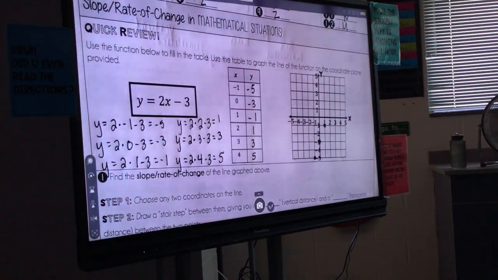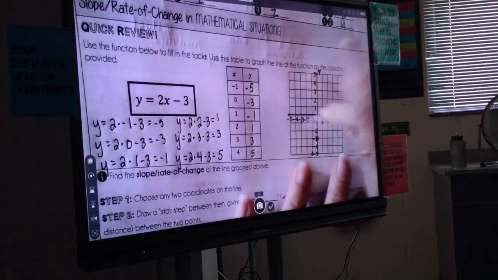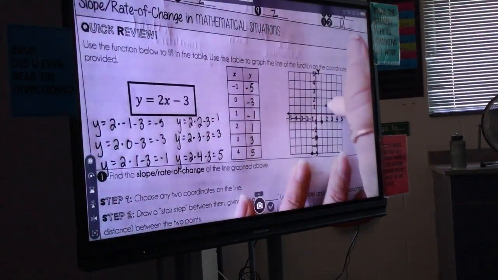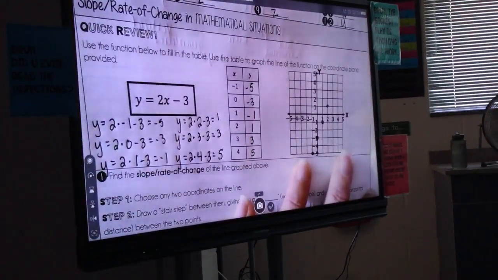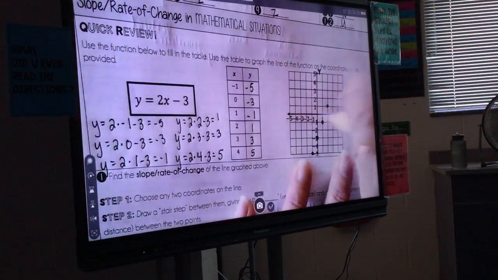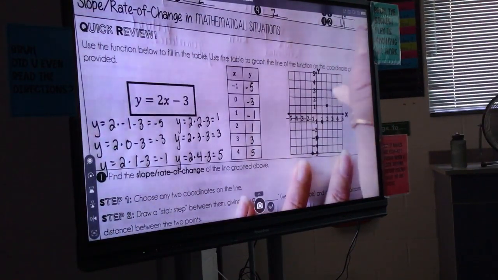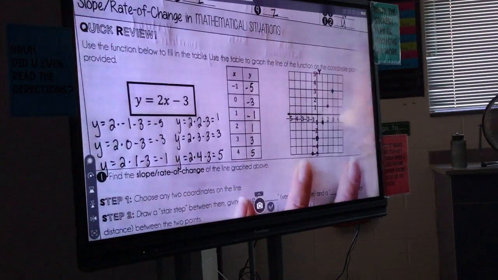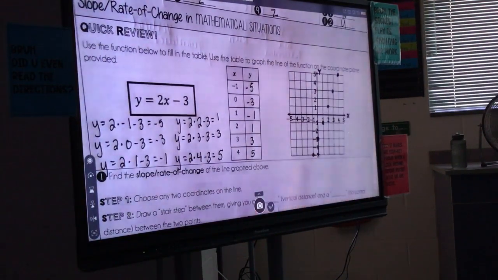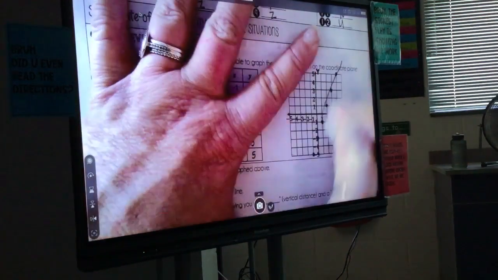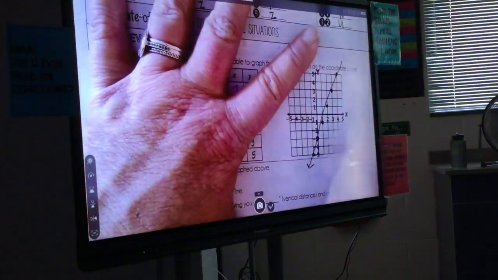All right, let's keep going. The next one is 2 over, 1 up. Or 2 to the right, 1 up. Next one is 3 to the right, 3 up. The last one is 4 to the right, and thank you all. And then draw your line. Try to make it as straight as possible, which I can never draw a straight line even if I tried.